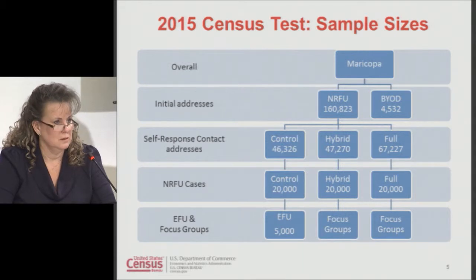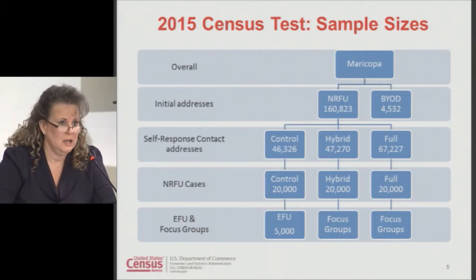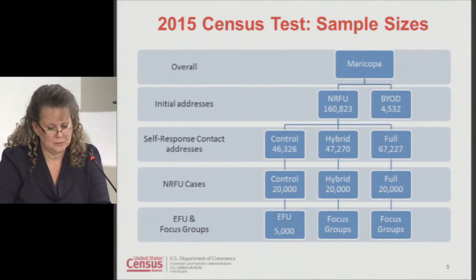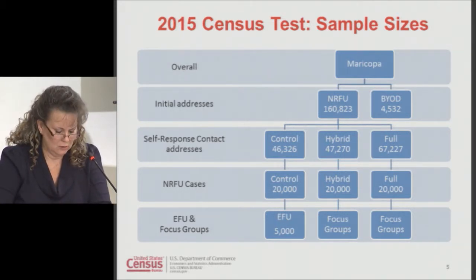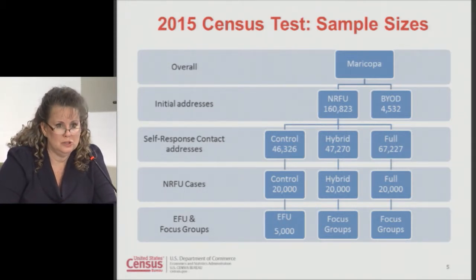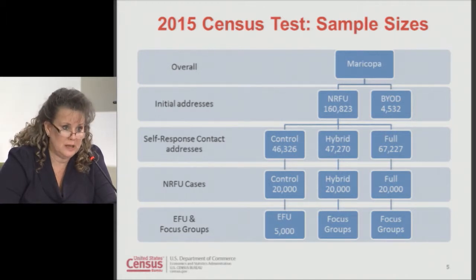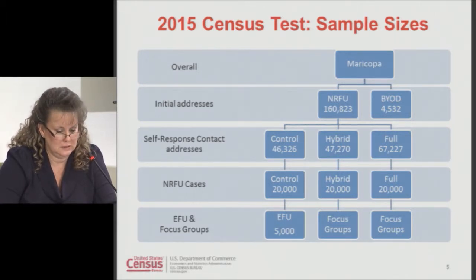So there are 3 panels in the 2015 census test: a control panel and 2 experimental panels, one being the full removal panel and the other being the hybrid removal panel. The control panel will employ similar non-response follow-up procedures to those used in the 2010 census. Work will be managed out of the local census office using a system and approach that, again, is similar to that used in the 2010 census.